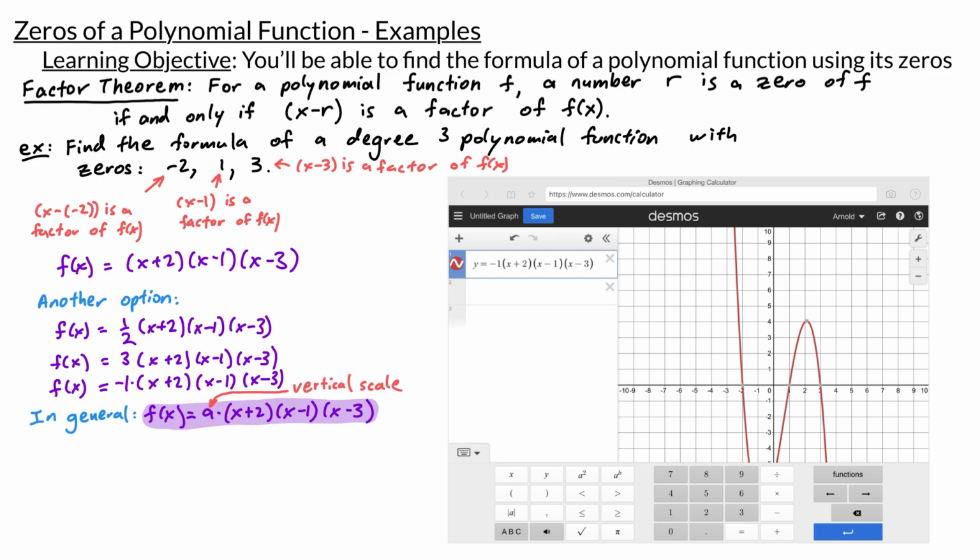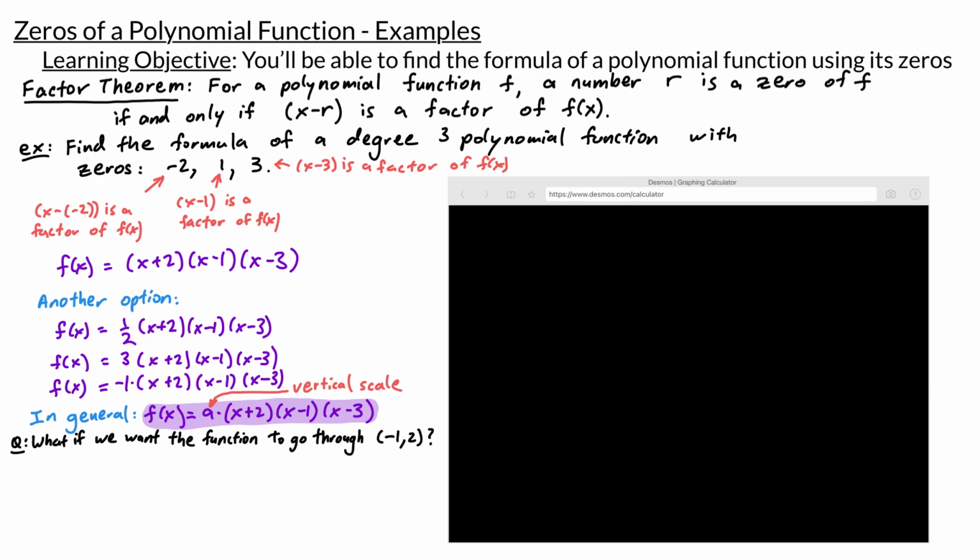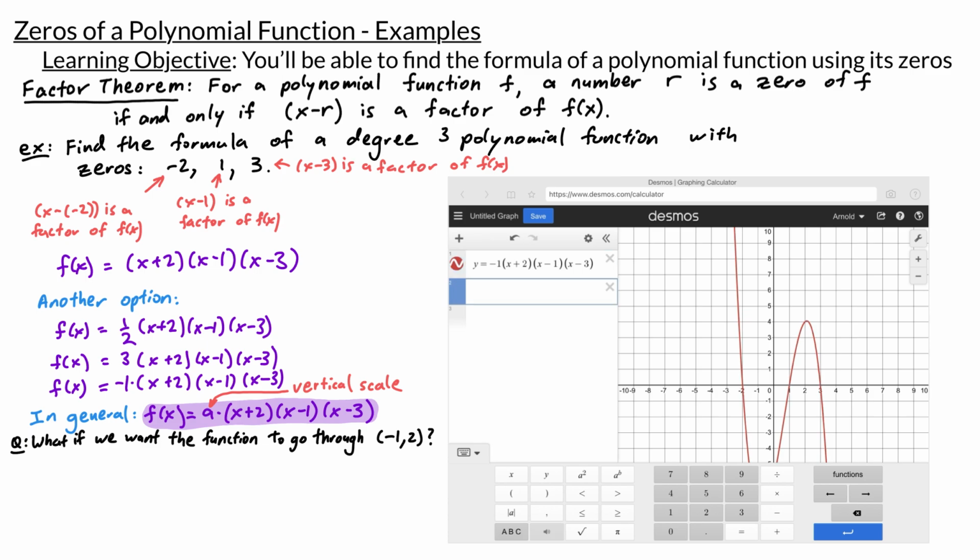Next, let's add on an extra condition. What if we want our polynomial function to go through the point -1, 2? Let's go to our graph and add that point onto our graph. -1, 2.